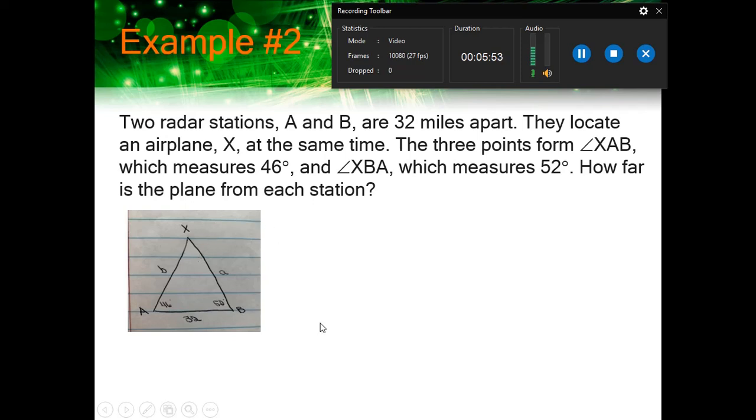So the first thing I'm going to do is find the angle measure at X. And this is through the triangle angle sum theorem. I'm just subtracting off the pieces I know, and X is 82 degrees.